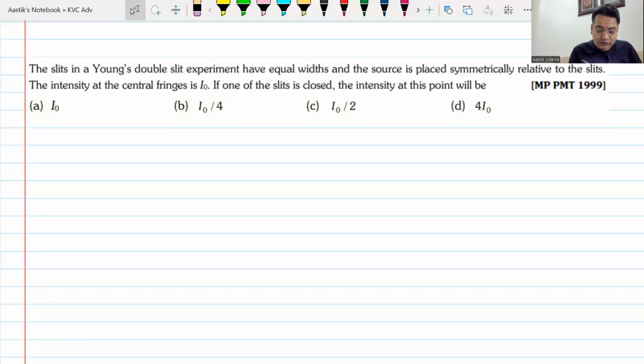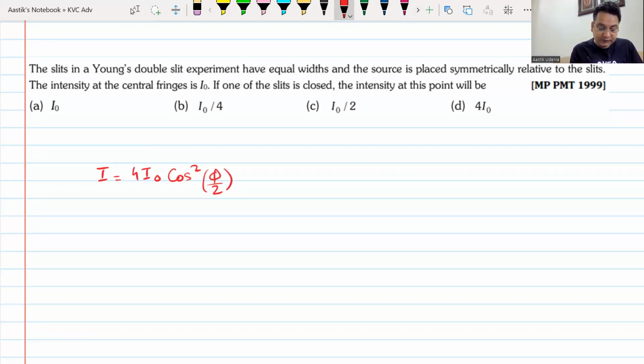Remember when we had two sources interfering with the same intensity, the intensity at any point was given by 4 times I naught cos square phi by 2. Do we remember this? Yes, sir. Where I naught was the intensity of each source and phi was the phase difference between them. Yes, sir.